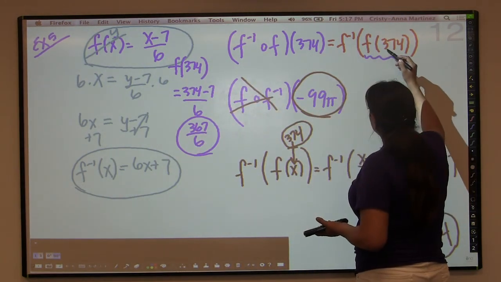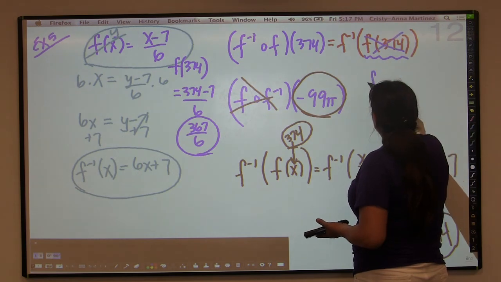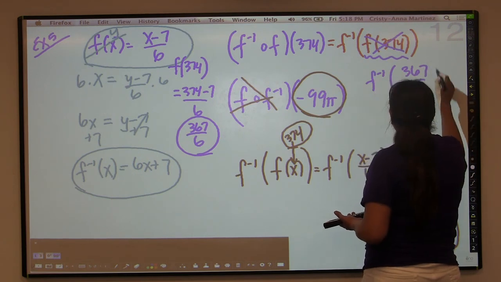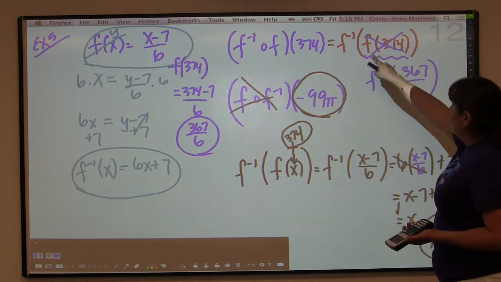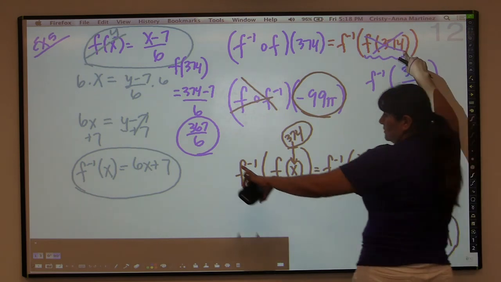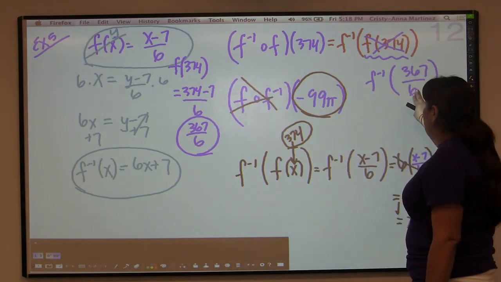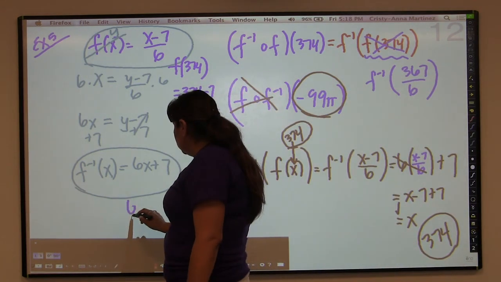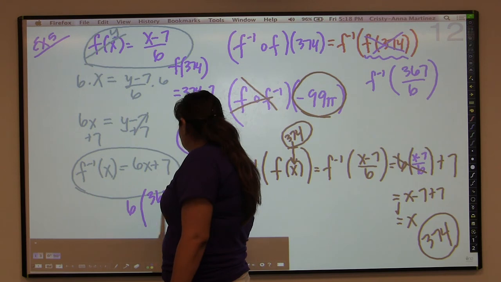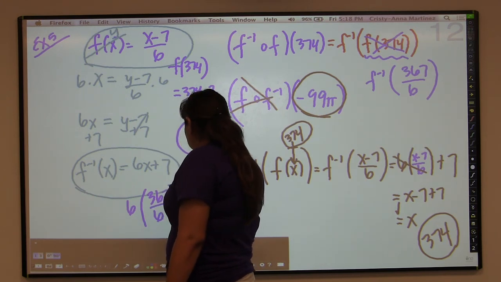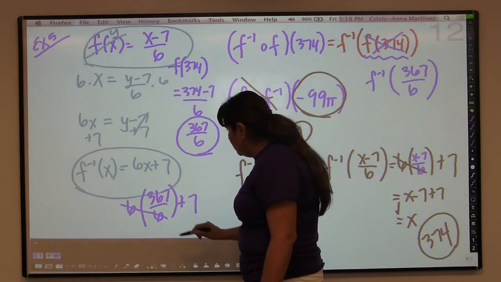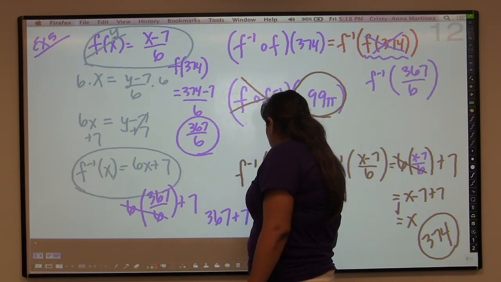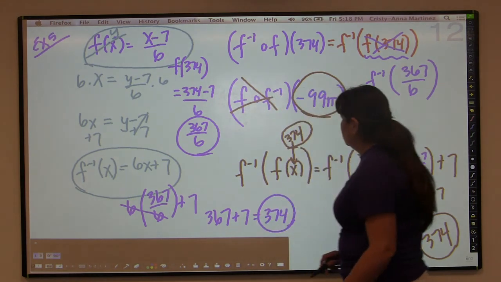So instead of f of 374, I'm going to replace it with 367 divided by 6. Okay? So I'm replacing the f of 374 with what it equals, 367 over 6. So I plug that into the inverse function. And the inverse function is 6x plus 7. So 6 times 367 divided by 6 plus 7. What's going to happen? The 6's are going to cancel. 367 plus 7 is 374. Back to the original answer.